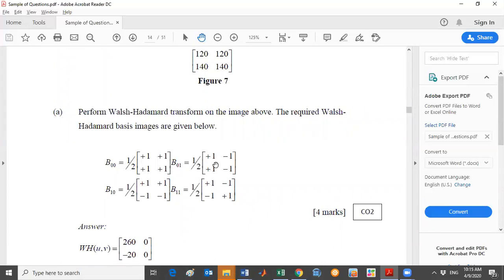Okay, next, we want to look for why 0 here, simply because you take this and you dot with B01. So basically 120 multiply with 1, 120 multiply with -1. So one positive, one negative, so offsetting each other, correct? Yes. And same goes with 140 multiply with 1, 140 multiply with -1. So offsetting each other, you get 0.